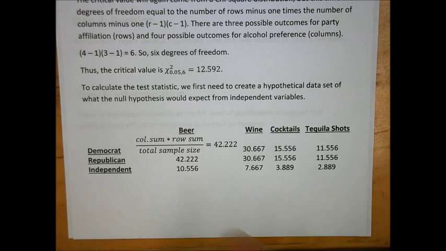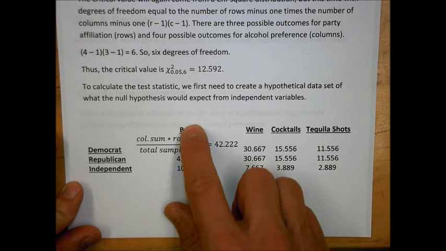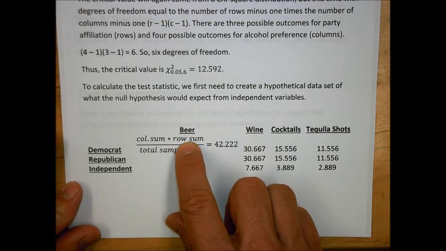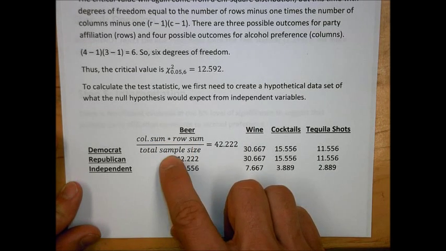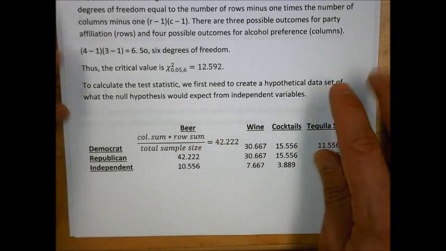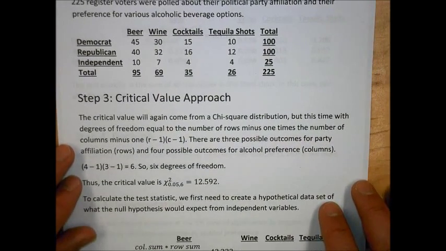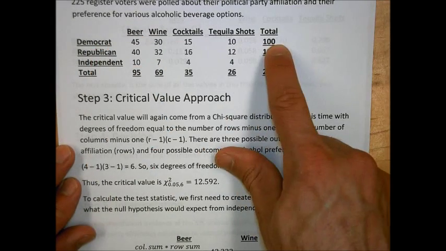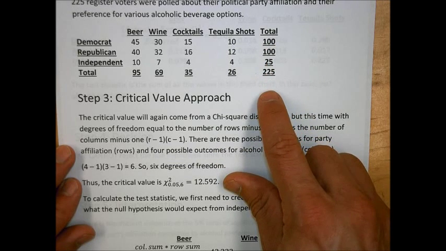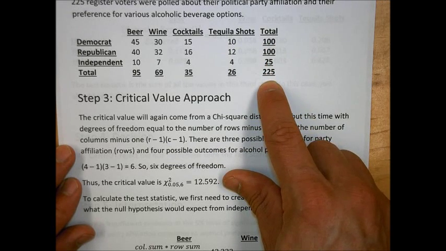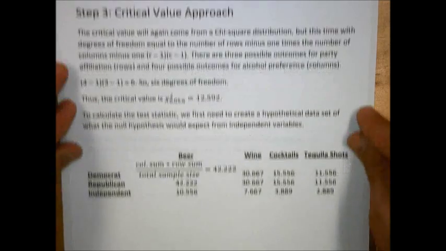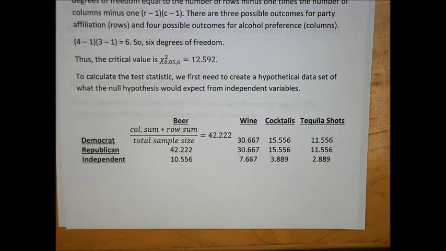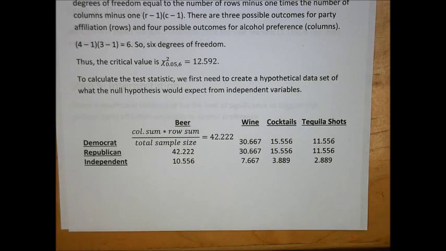The formula here for the Democrat beer cell would be taking the beer column sum times the Democrat row sum divided by the total sample size. Let's go back up to the data and take a look at what those numbers would be. The beer column had a total of 95. The Democrat column had a total of 100. We would multiply those two things and divide by 225. You should get 42.222. Check at least a few of these by hand to make sure you understand the process.